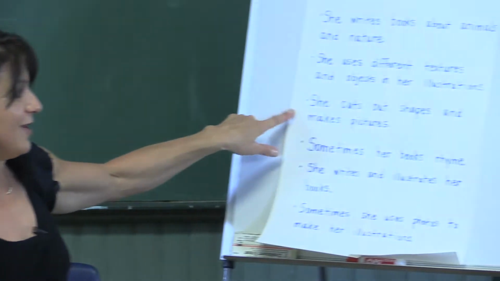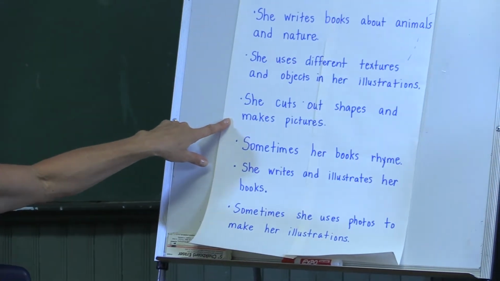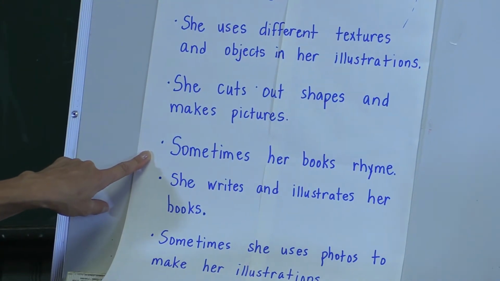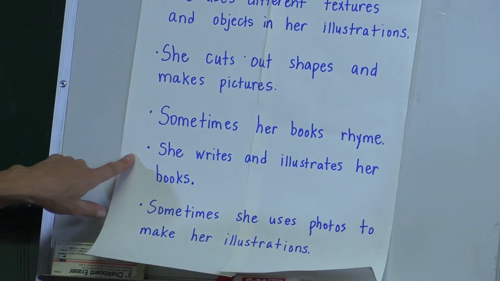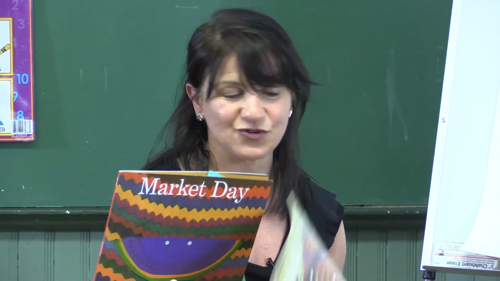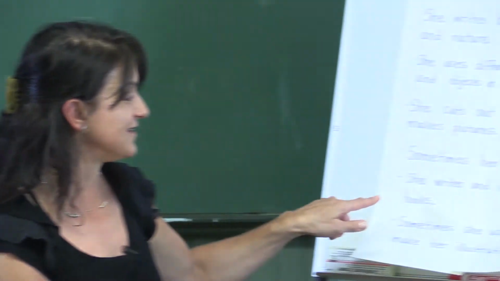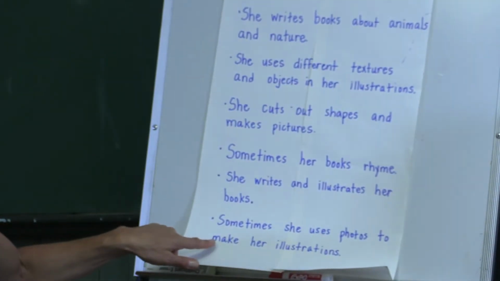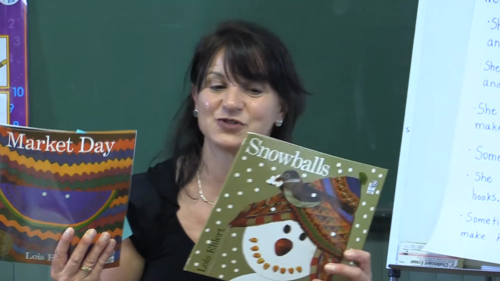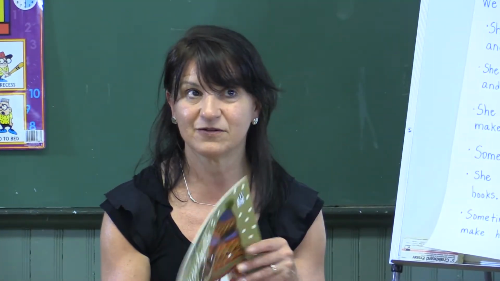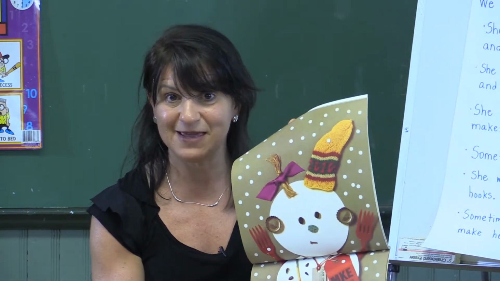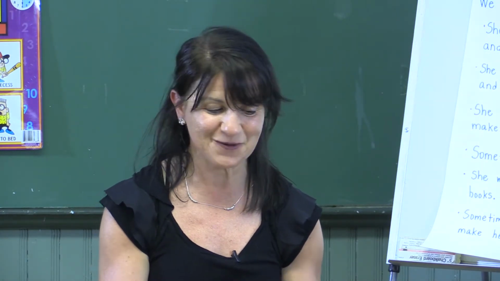She does cut out shapes and makes pictures. Sometimes her books rhyme, not all of them, but sometimes they do. She writes and illustrates her books. The ones that I read to you, she wrote the words and she did the illustrations. And then sometimes she uses photos to make her illustrations. And we noticed that with Market Day, and we noticed that with Snowballs. There were real dolls and real actual pieces of food and knickknacks to make these illustrations, okay?